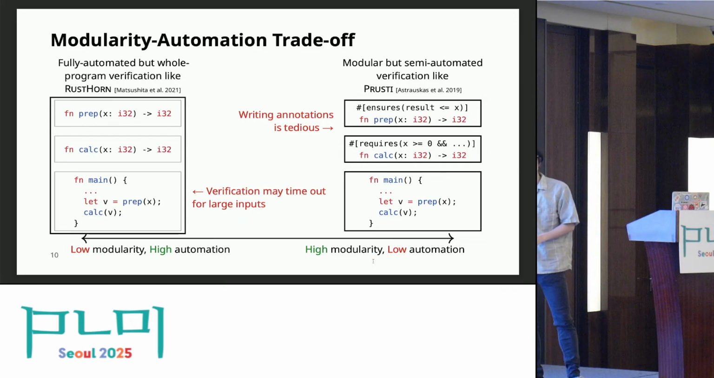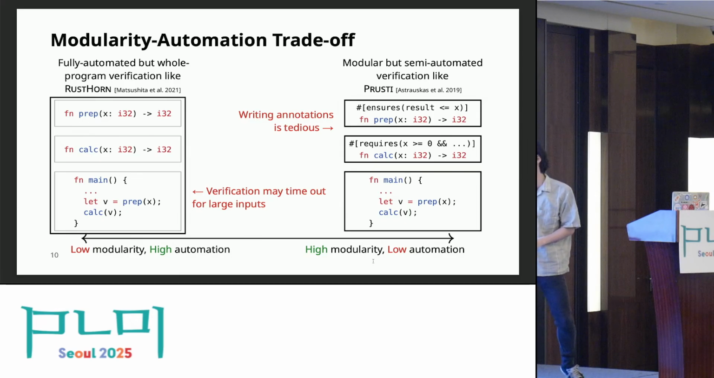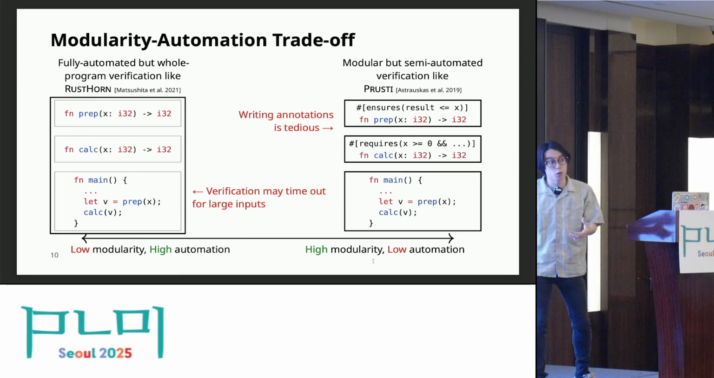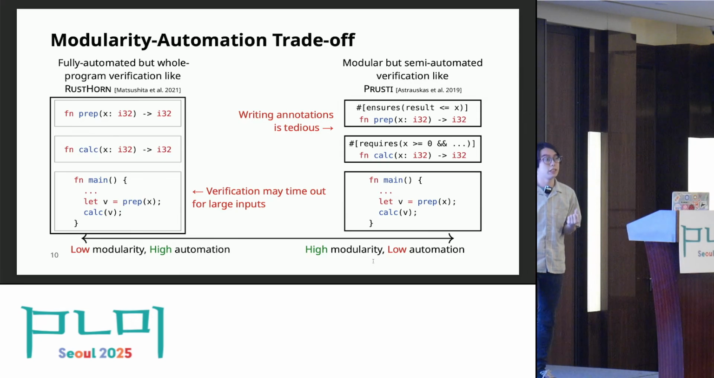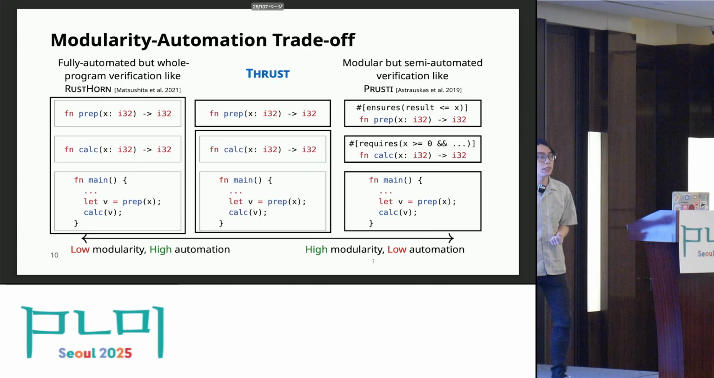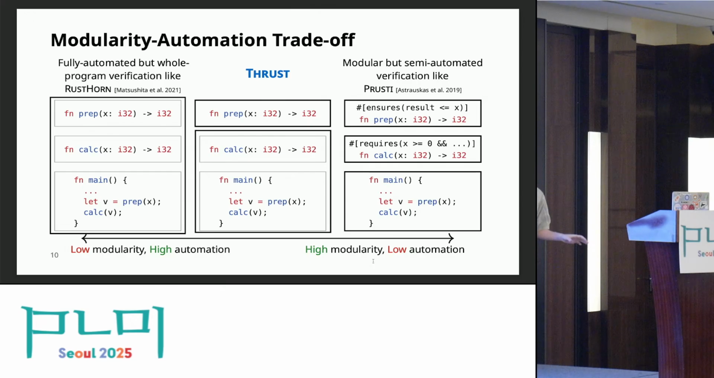So it requires users to give an annotation on every single function in the program. This makes verification problems smaller and tractable, but simply writing annotations is tedious for users. So actually, Rust is not only modular, but takes a good part of both approaches.